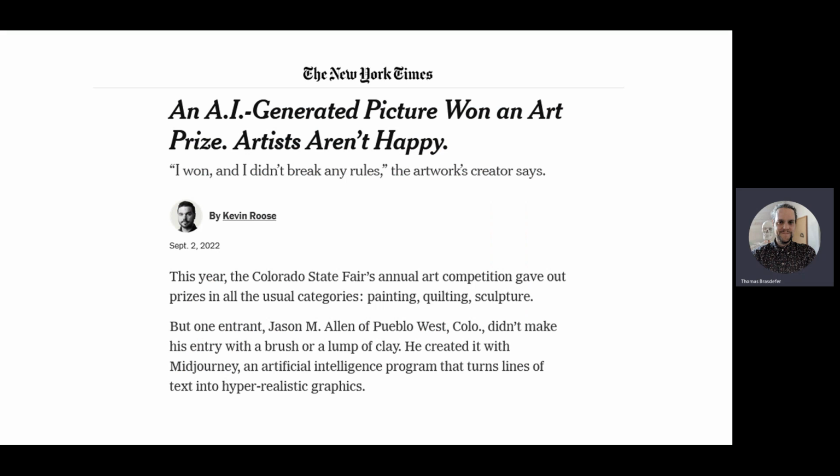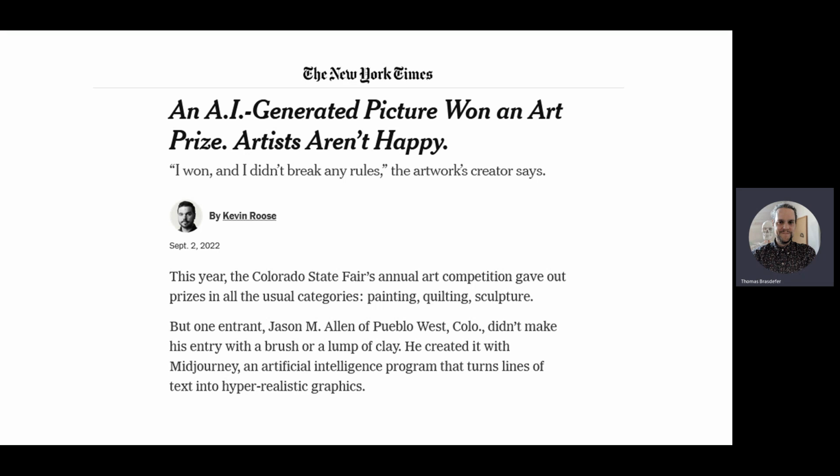Just earlier this year, a painting or a form of art created on the computer won at the Colorado State Fair. The Colorado State Fair's annual art competition gave out prizes in all the usual categories: painting, quilting, sculpture. But one entrant, Jason Allen of Pueblo West, Colorado, didn't make his entry with a brush or a lump of clay. He created it with Midjourney, an artificial intelligence program that turns lines of text into hyper-realistic graphics.